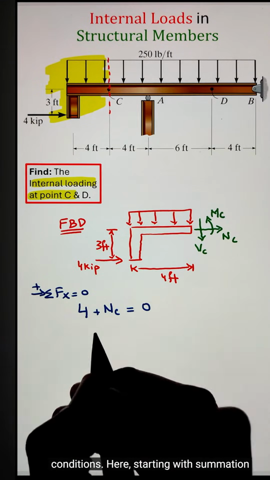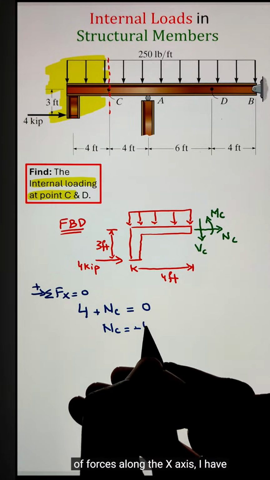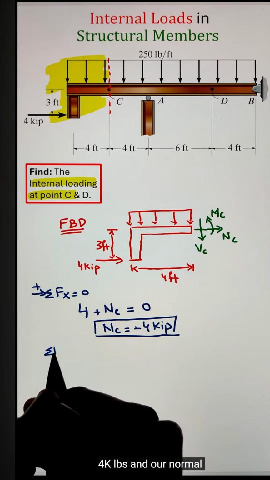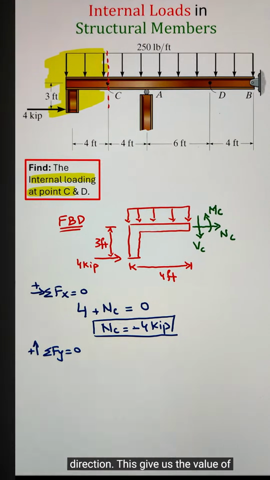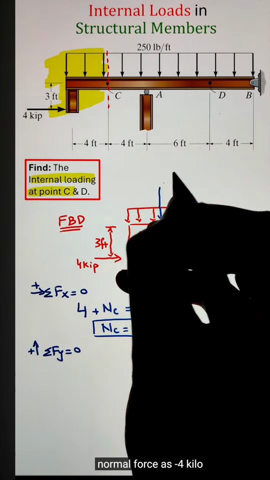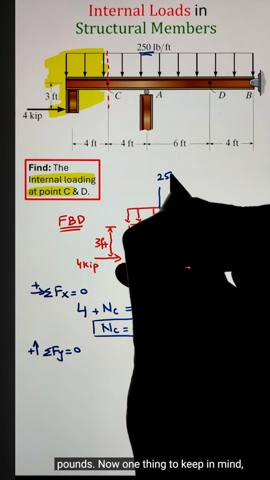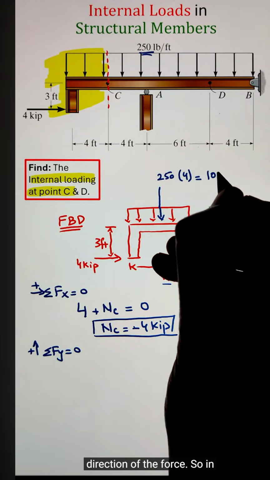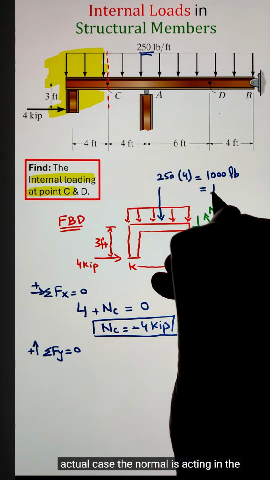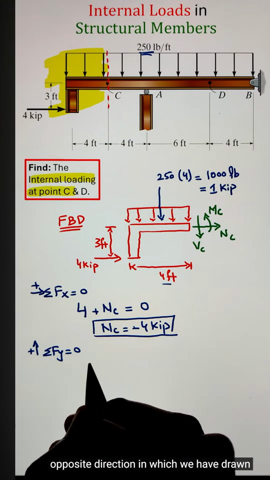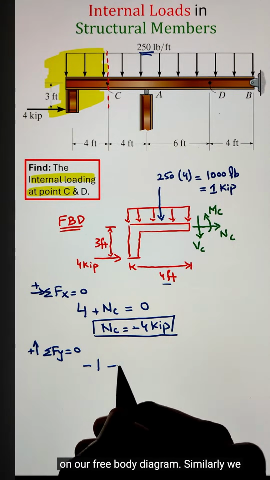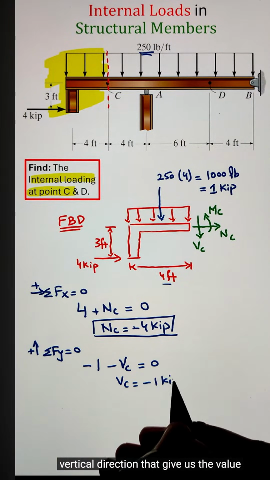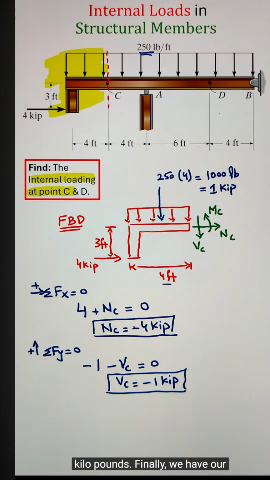Here, starting with summation of forces along the x-axis, I have just 2 forces, one an external load of 4 kilopounds and our normal force NC in the horizontal direction. This gives us the value of normal force as negative 4 kilopounds. Now one thing to keep in mind, the negative sign is just indicating the direction of the force. So in the actual case, the normal force is acting in the opposite direction to which we have drawn on our free body diagram. Similarly, we can do summation of forces in the vertical direction that gives us the value of our shear force equal to negative 1 kilopounds.